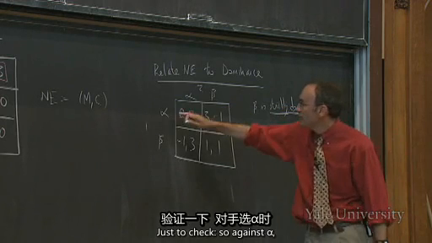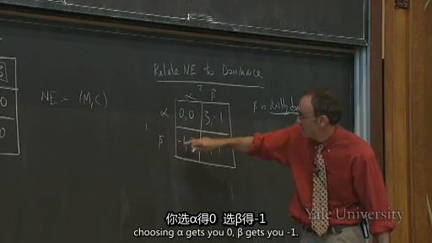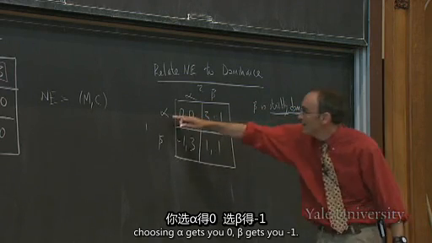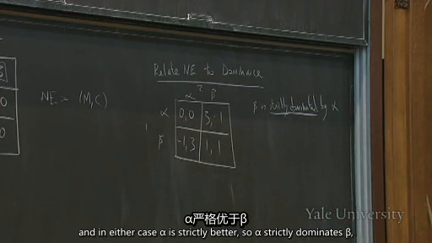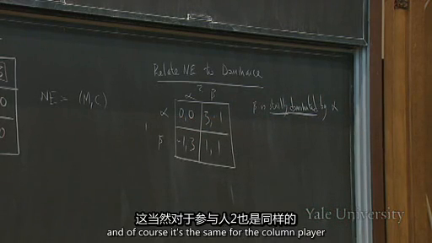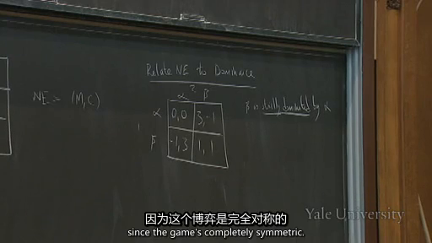All right, so against alpha, choosing alpha gets you 0, beta gets you -1. Against beta, choosing alpha gets you 3, beta gets you 1. In either case, alpha is strictly better, so alpha strictly dominates beta. And of course, it's the same for the column player, since the game's completely symmetric.